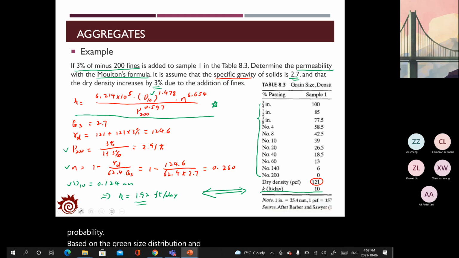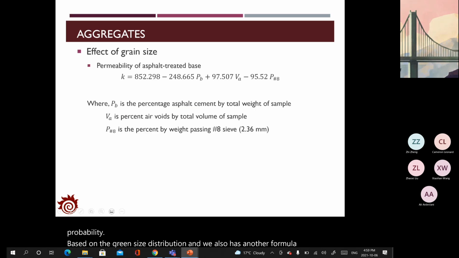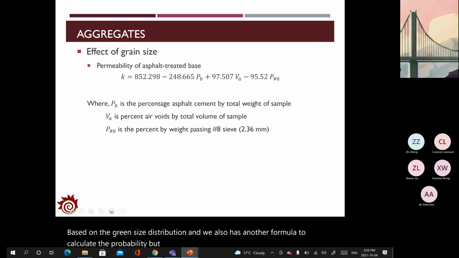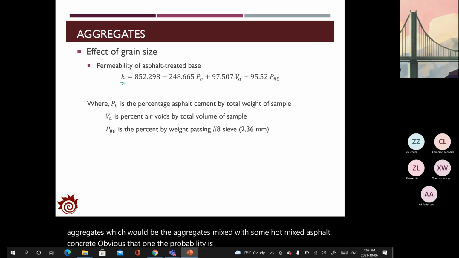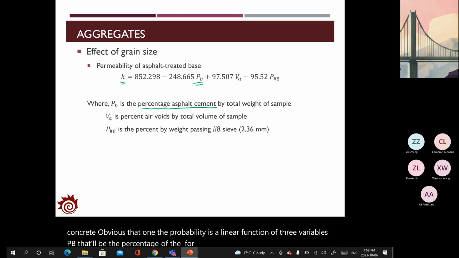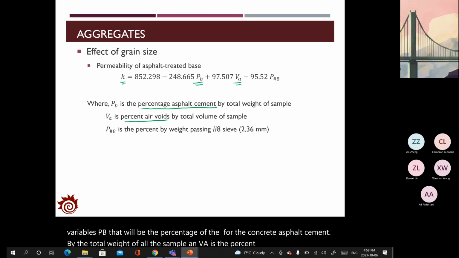We also have another formula to calculate the permeability, but this one only applies to asphalt treated base aggregates, which are aggregates mixed with some hot mix asphalt concrete. With that one, the permeability is a linear function of three variables. Pb is the percentage of the asphalt cement by the total weight of the sample. And Va is the percent air voids by the total volume of the sample.